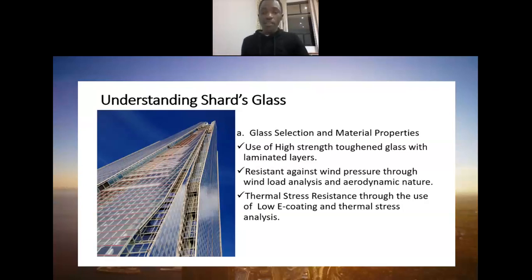Lastly, the thermal stress analysis resistance, which is important, and this incorporates the low-E coating and thermal stress analysis. With thermal stress, the glass expands and contracts at different temperatures, so the engineers took that into account. The low-E coating is also applied to ensure heat absorption and reduce the difference between glass and thermal stresses so that the building does not collapse.